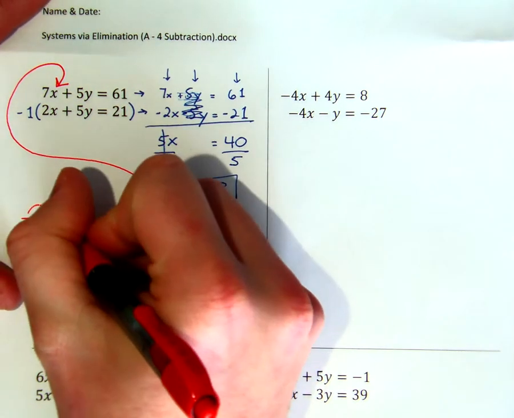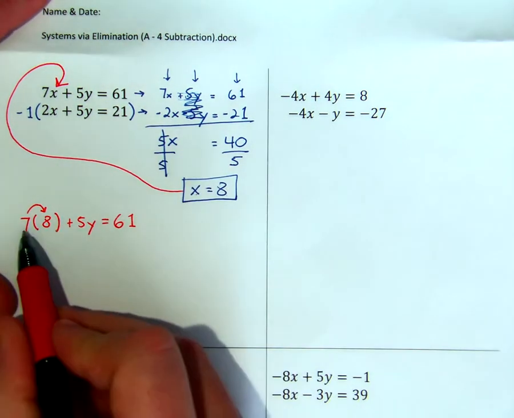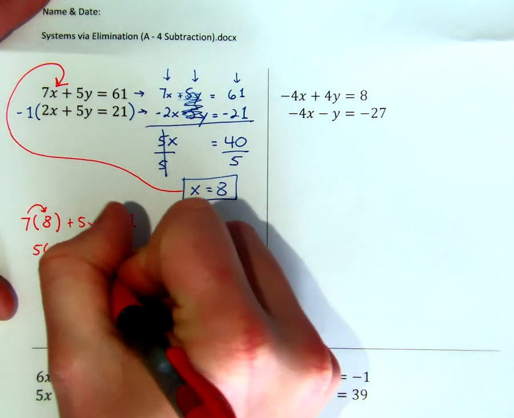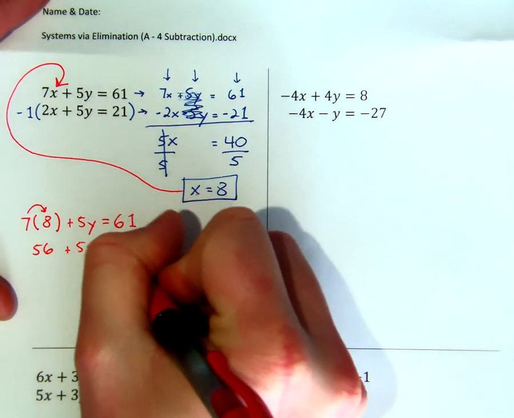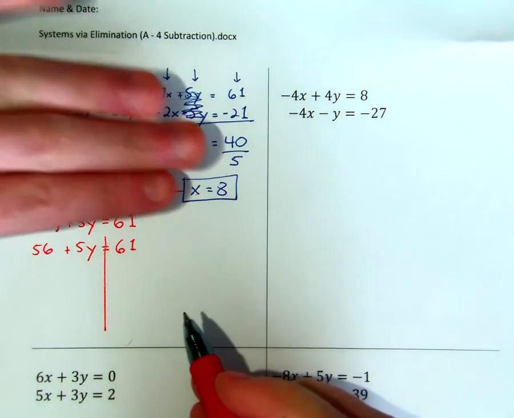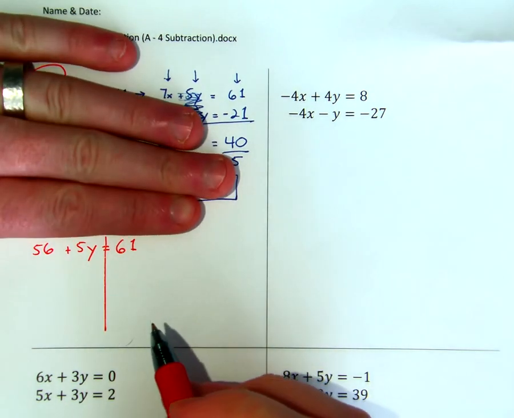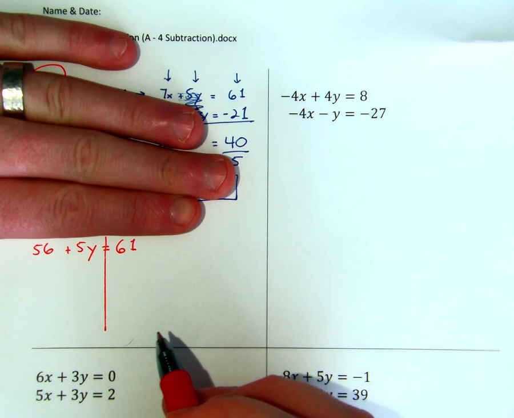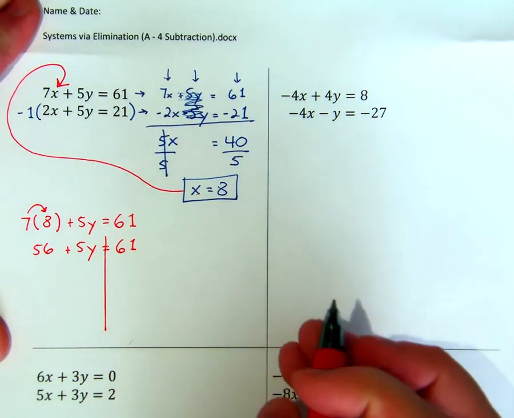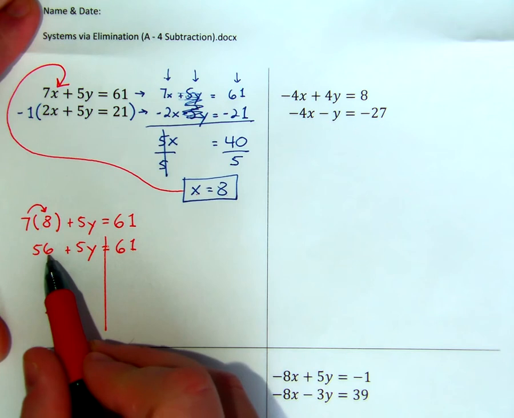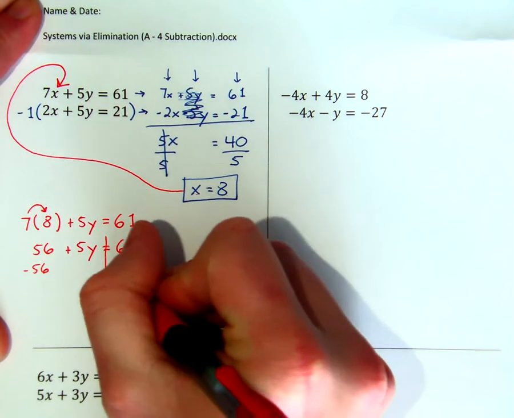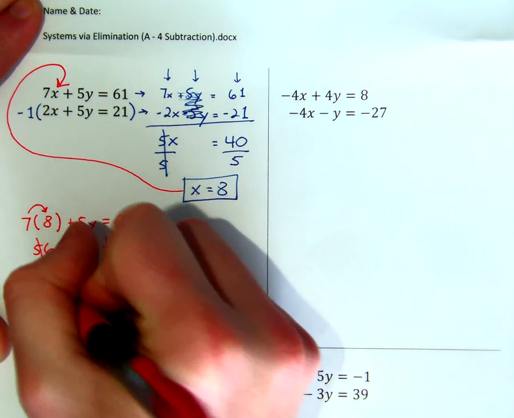We should always distribute to simplify as soon as we can. 7 times 8 is 56, and we can copy down the rest of the problem. Plus 5y equals 61. At this point, we're looking at a basic two-step algebra equation, the kind that we solve many times over. We want to undo the item connected to the y by addition or subtraction first. The 56 is connected by addition, so we would subtract 56 from both sides.